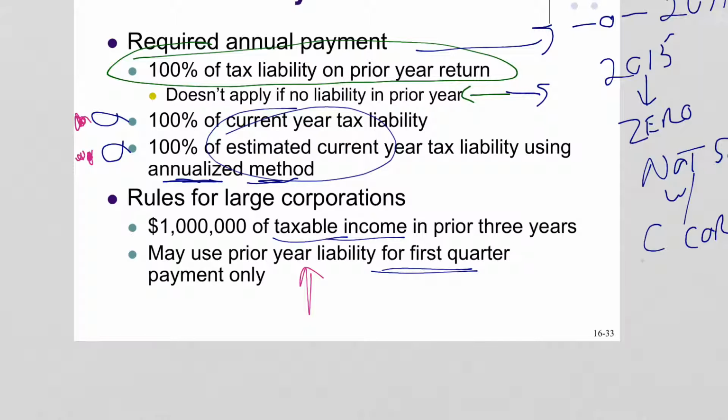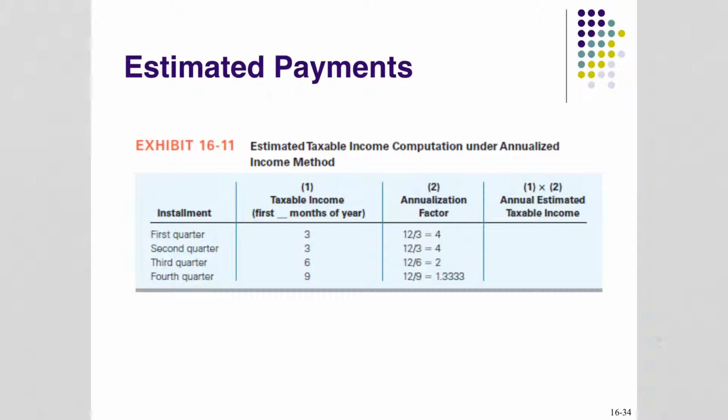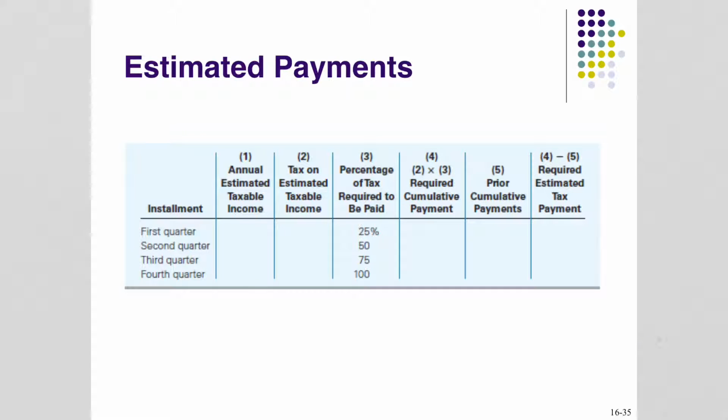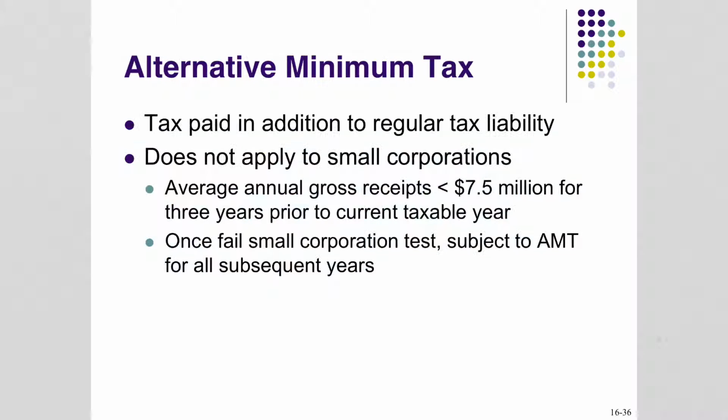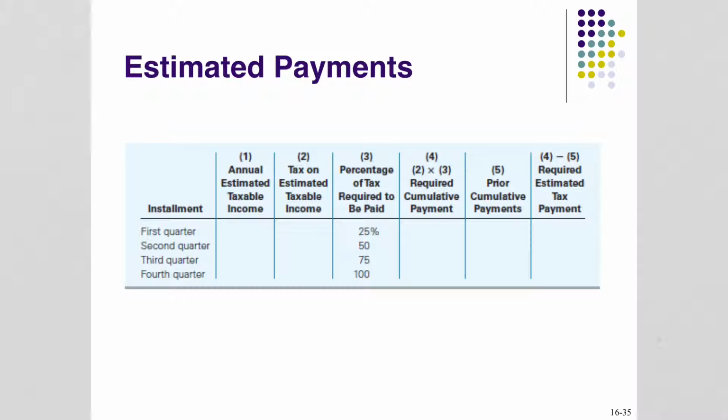All right, those are the rules for estimated tax payments. Here's an example that they show you using the annualization method. You can work through this to see how it works out, and go through the book. I think they probably expound on the example a little bit better there. Going through the example will just give you a better idea of what we're talking about.